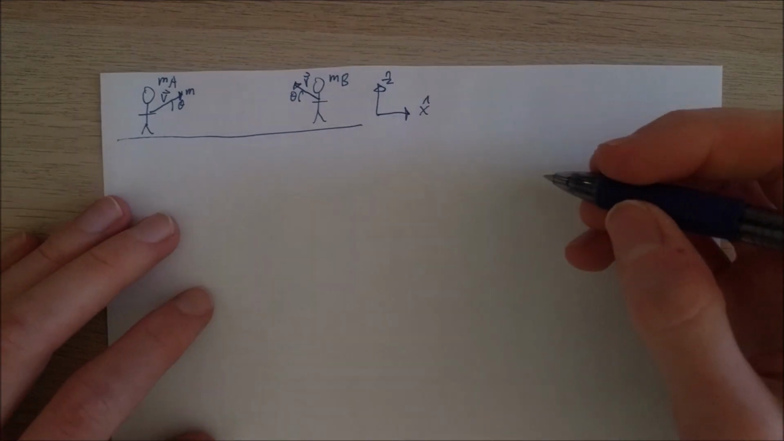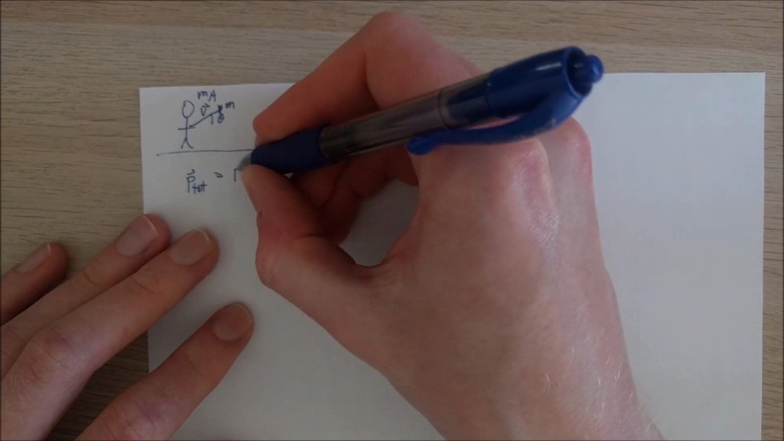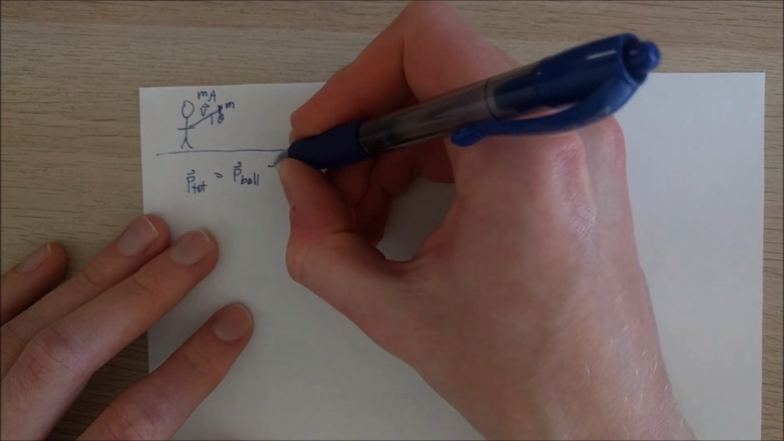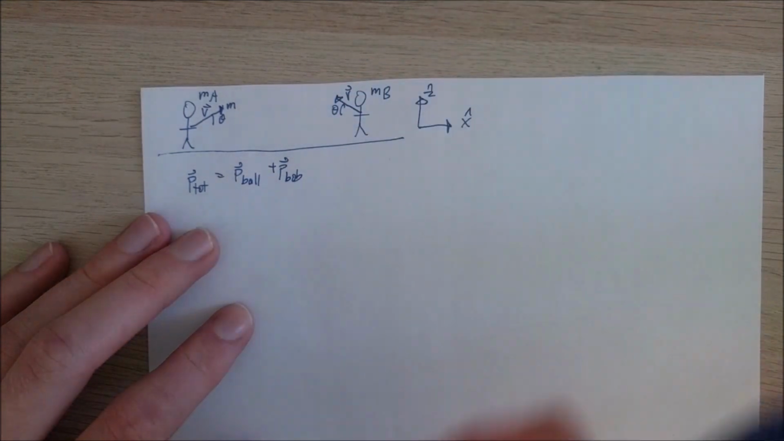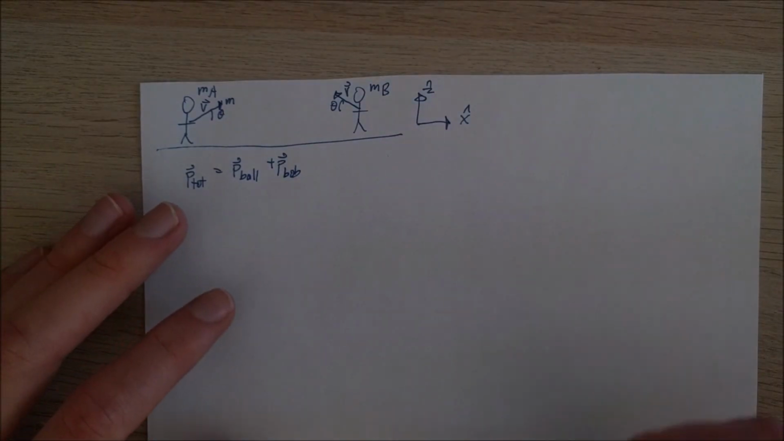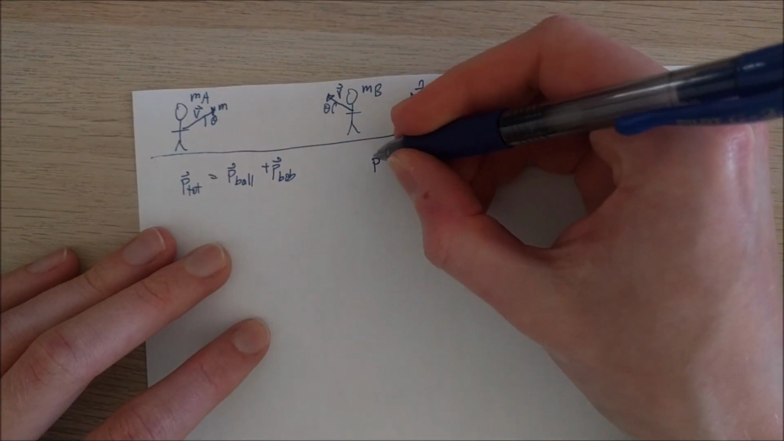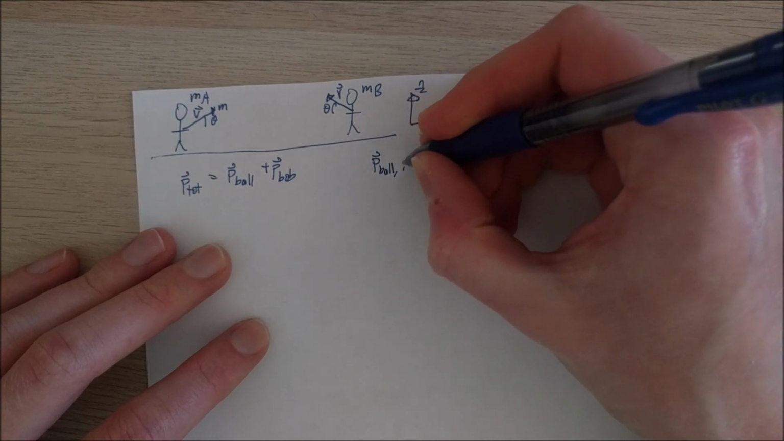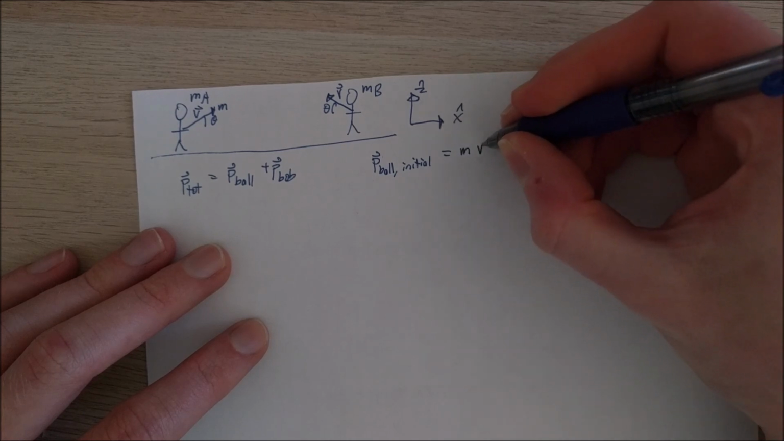The total momentum of our system is P_total equals P_ball plus P_Bob. Initially, the momentum of Bob is 0, since Bob is not moving. The initial momentum of the ball is P_ball initial equals mv.